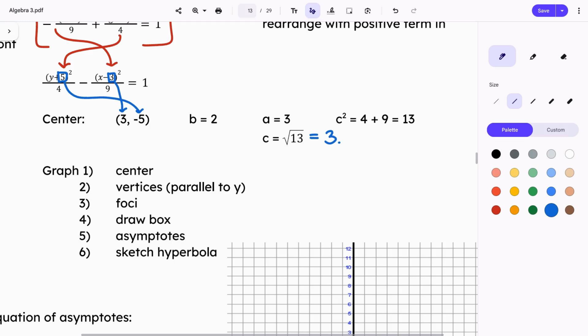3 point what is the square root of 13? 3.6.